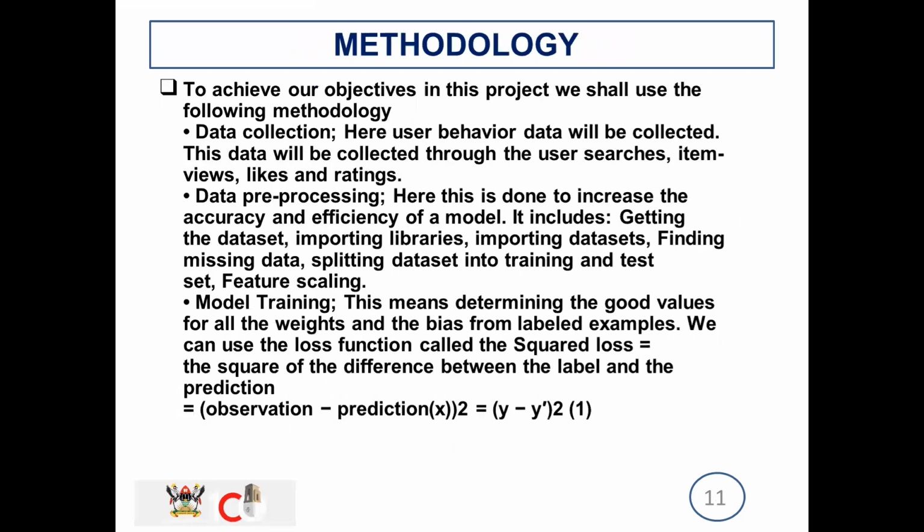The methodology. First of all, we shall do data collection, and data will be collected through user searches, item views, likes, and ratings. Then data pre-processing. This is done through getting the data set, MovieLens, importing libraries like NumPy, importing data sets, finding missing data, splitting the data set into training and test set, feature scaling, then model training. This means determining the good values for all the weights and the bias from labeled examples. You can use a loss function called the squared loss. The squared loss is the square of the difference between the label and the prediction, as you can see from the equation there.